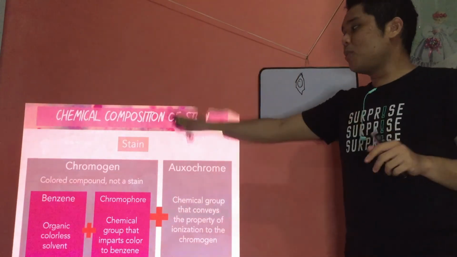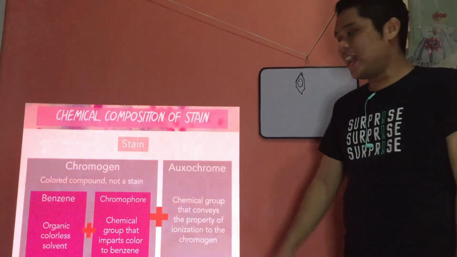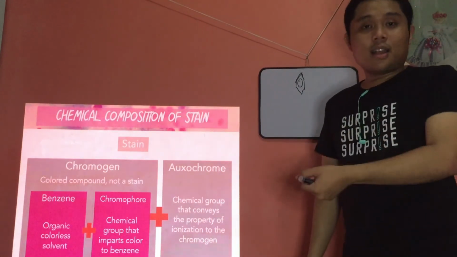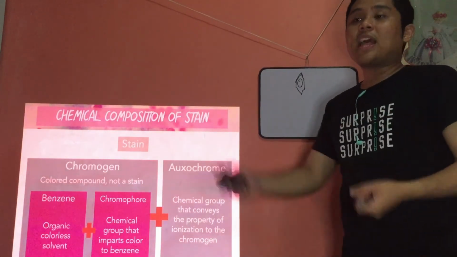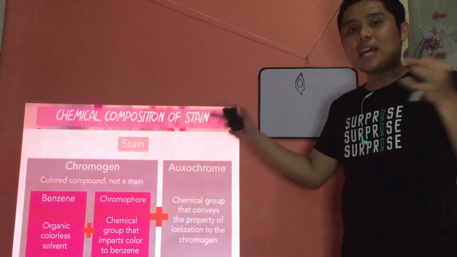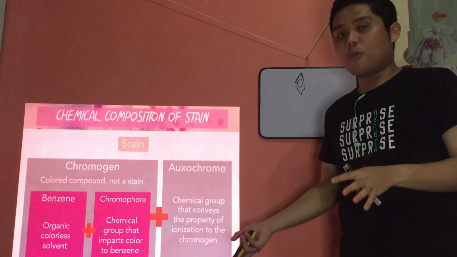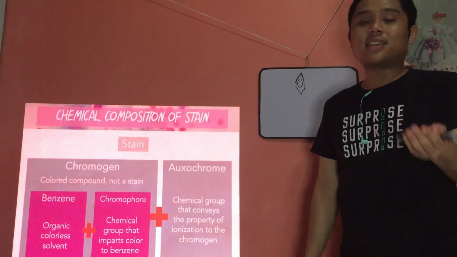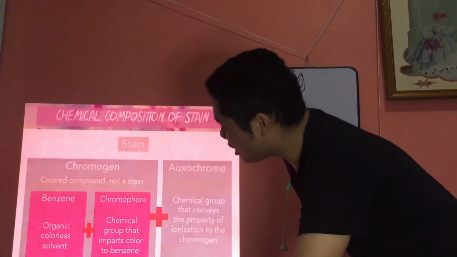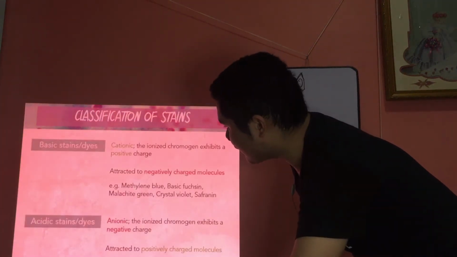But chromogen alone is not yet the stain, because you need to partner it first with the auxochrome, which helps in the attachment of the stain to the different structures of your organism. Together, chromogen plus auxochrome is what comprises your stain. Now we go to the different types of stains.